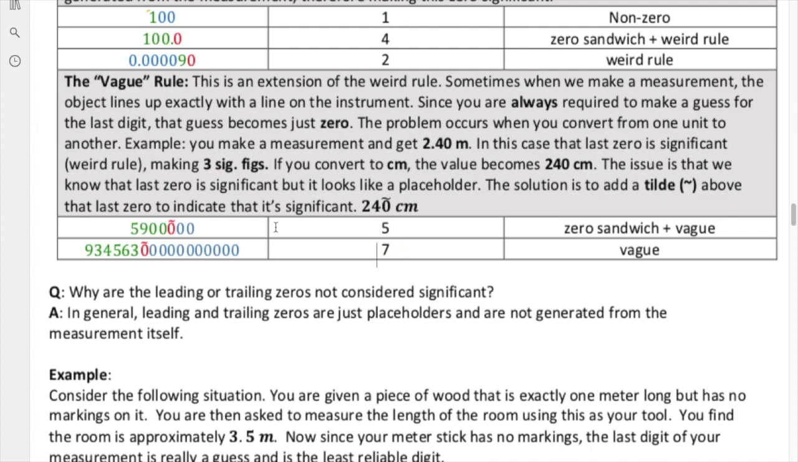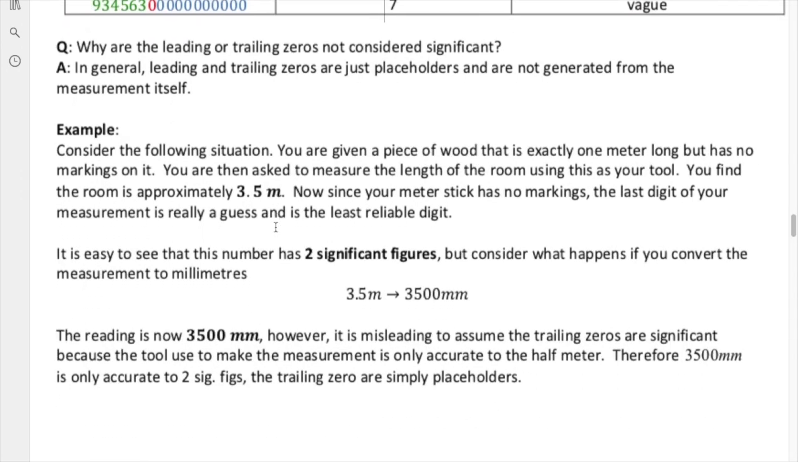All right, so this is explaining how we can identify which things are placeholders and which ones are significant. But again, why are some zeros considered just to be placeholders? Well, now let's take a look over here. Let's say we measured something and we got 3.5 meters. That means that the 5 is the guess and that 3, we're absolutely certain about. So we have 2 digits that were generated. We're absolutely certain about the 3, and then the 5 was the guess. So this has a total of 2 sig figs.